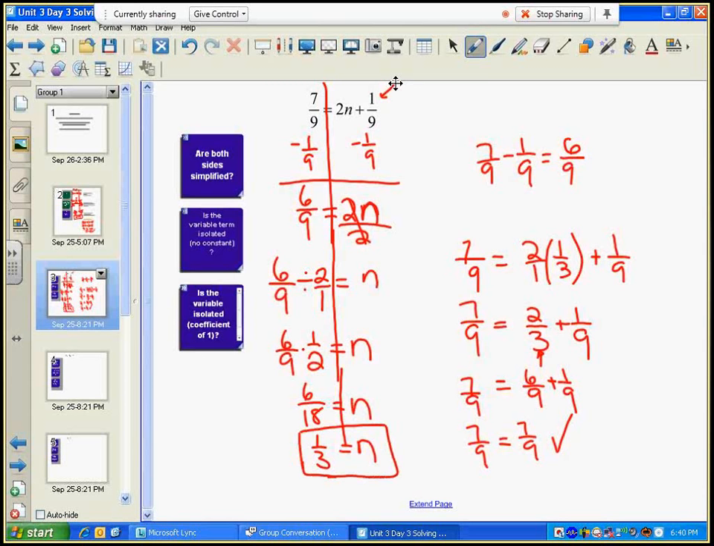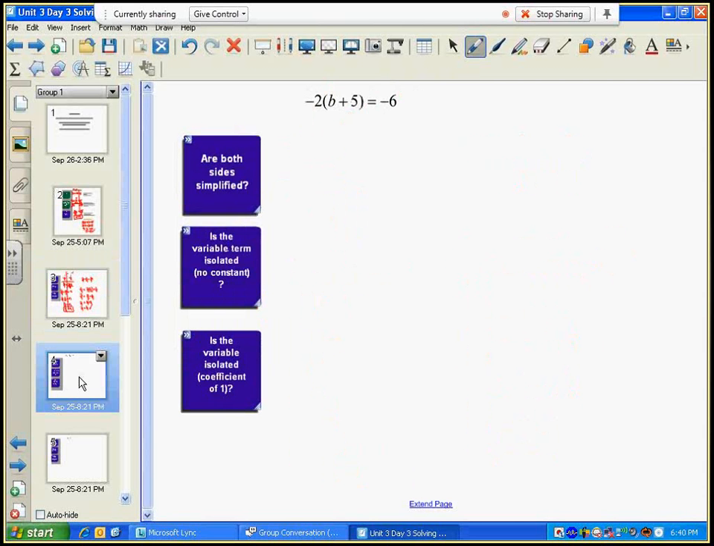Try that one again on your own. Seriously, guys. It's kind of interesting with the fractions. Okay. Next one is -2 times (b plus 5) equals -6. Are both sides simplified? If this guy's not simplified, I've got to distribute. I'm going to leave, change, but I can distribute this -2. So I end up with -2b plus -10 equals -6.